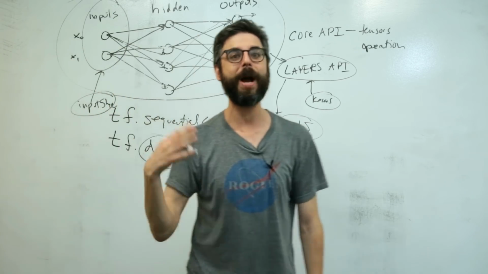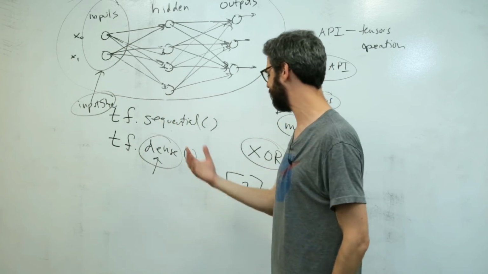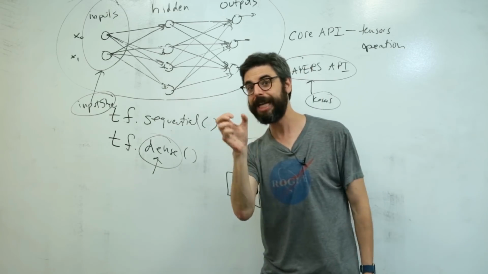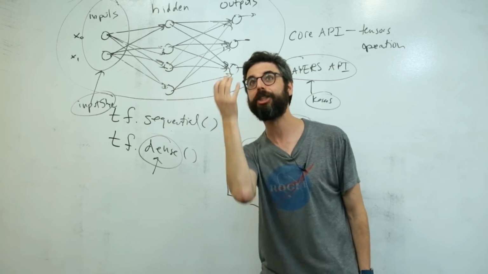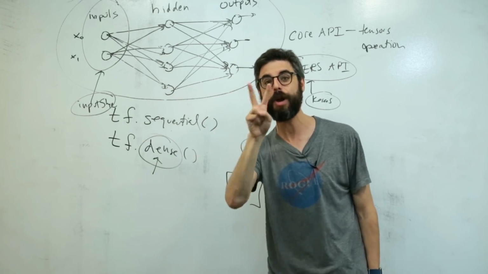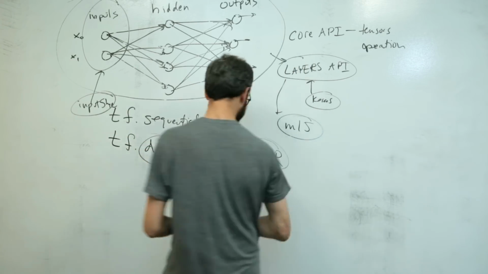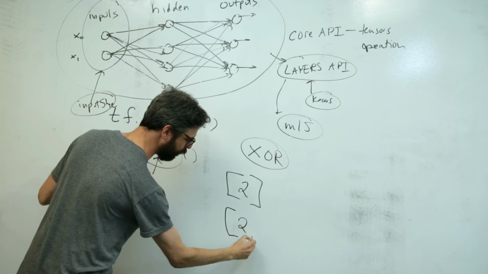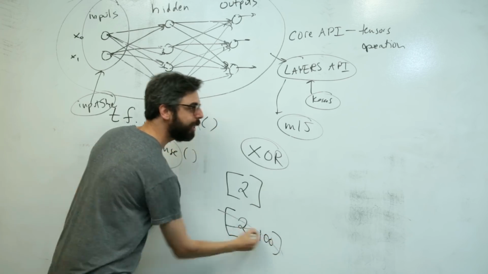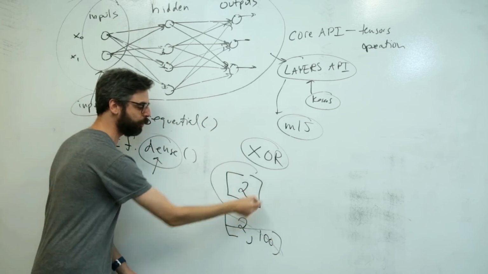But someday there might come a time where I have a data set where each record is 2 numbers, but I want to send in 100 of them at once. That's known as a batch. So the shape might be something like 2, 100. But this is not super relevant for right now. This is what I need to specify.